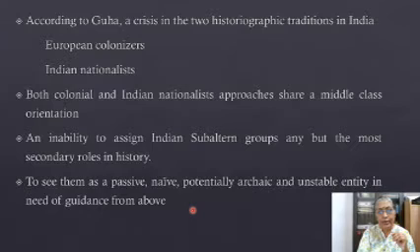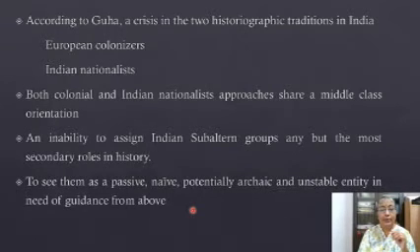If you read the history of India after independence, you will not find much spoken about the subaltern groups of India, nor is there any reference to the caste system or of the people who are really downtrodden. And these people were seen as a passive, naive, and potentially archaic and unstable entity.